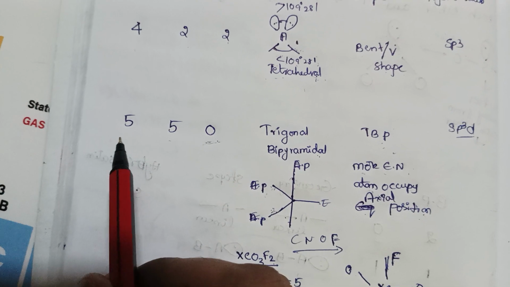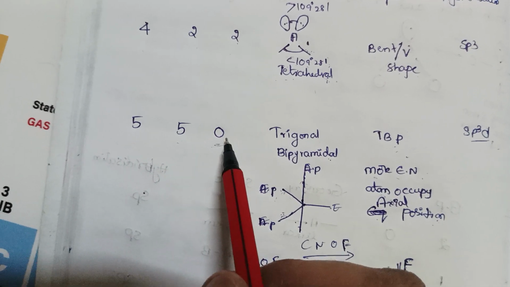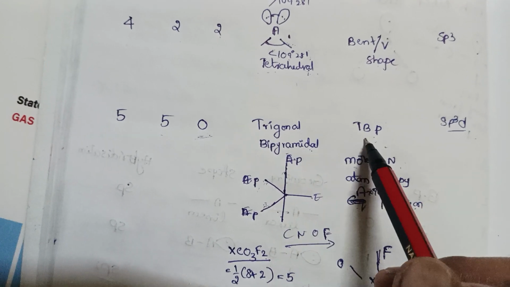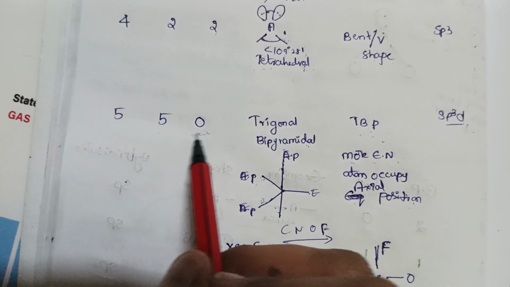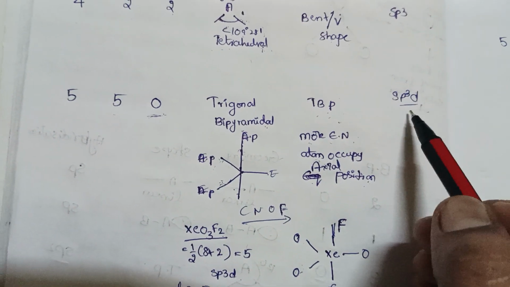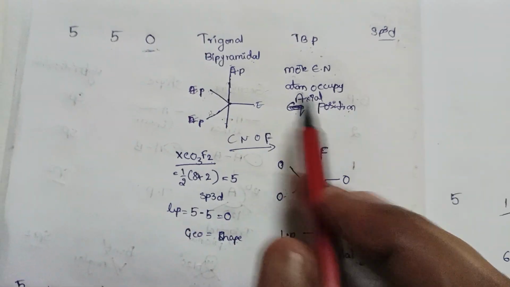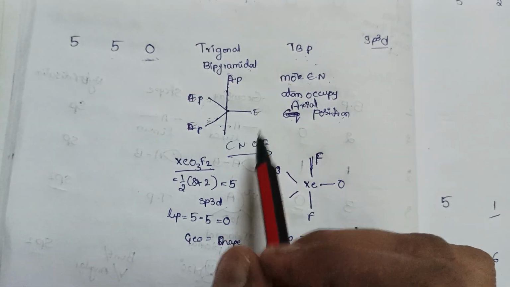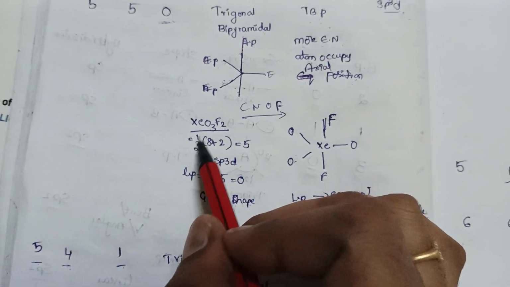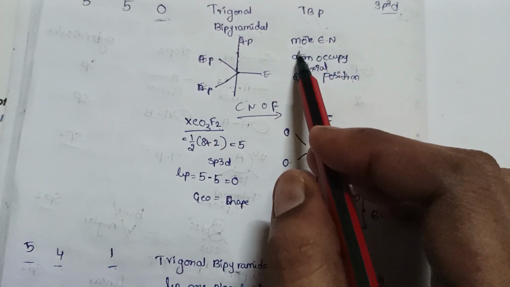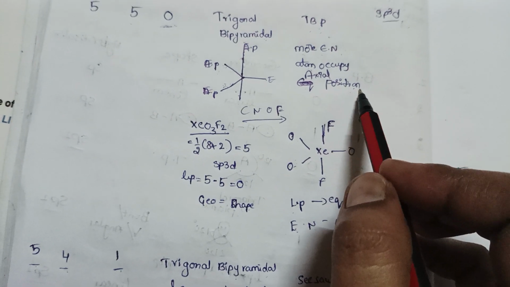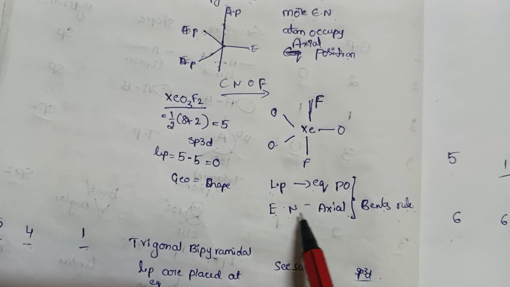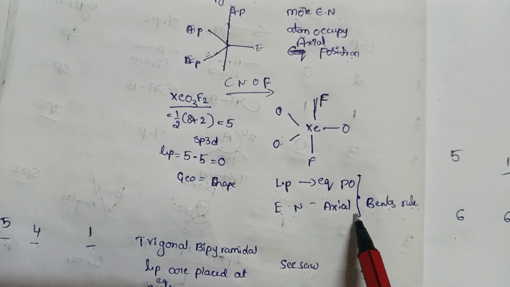If the Z value is 5, the bond pairs are 5. With 0 lone pairs, the geometry is trigonal bipyramidal, and the shape is also trigonal bipyramidal because of 0 lone pairs. The hybridization is sp3d. These are the axial positions, and these are the equatorial positions. If a molecule has more electronegative atoms, they occupy the axial positions. According to Bent's rule, lone pairs will occupy equatorial positions, and electronegative atoms will occupy axial positions.